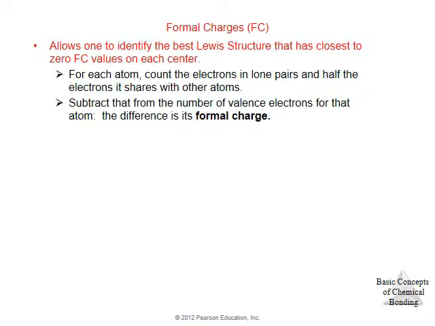Here we're going to discuss formal charges. Formal charges allow us to identify the best Lewis structure when there is a possibility of more than one Lewis structure. And I'm going to explain to you how to come up with these formal charges by going over the example of carbon dioxide. So let's draw a Lewis structure for carbon dioxide.